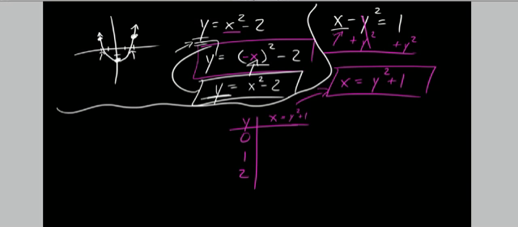If we were to plug in a y value of 0, you would see that 0 squared is 0, plus 1, we'd get an x value of 1. So we've got this point here, 0, 1. How about this y value of 1? 1 squared would be 1, 1 plus 1 is 2, so we'd have an x value of 2. Last but not least, 2. If we plugged in 2 for y, we'd have 2 squared is 4, 4 plus 1 is 5.